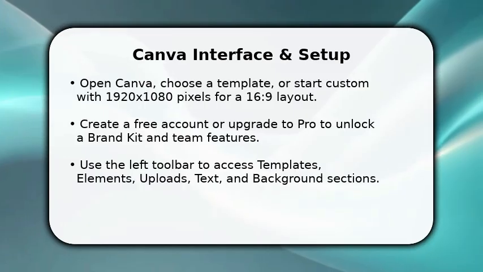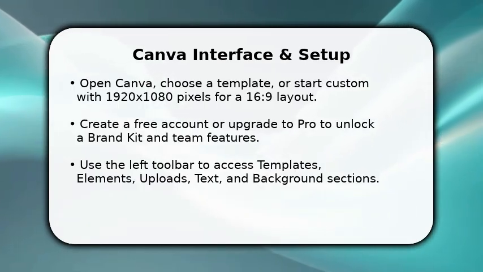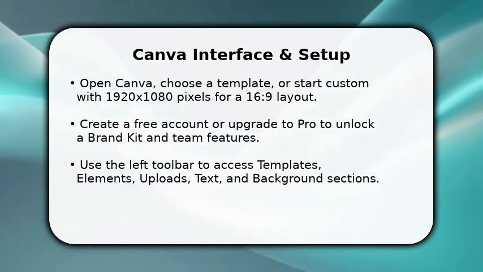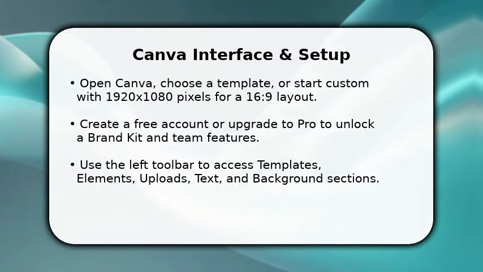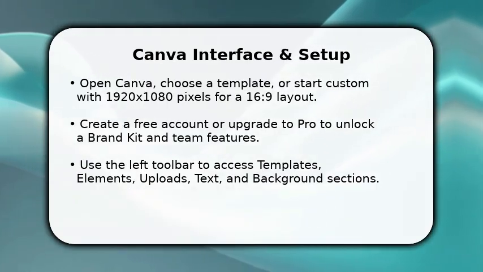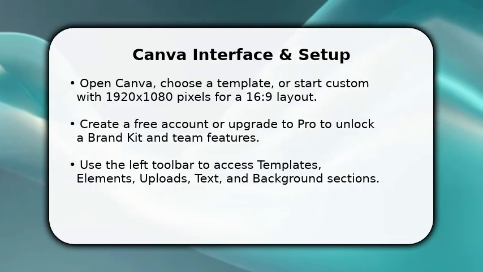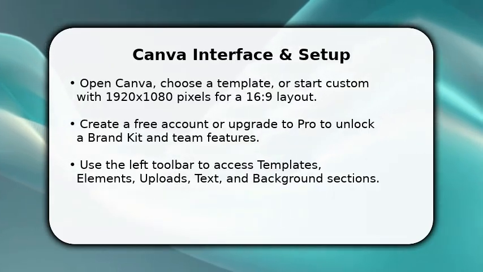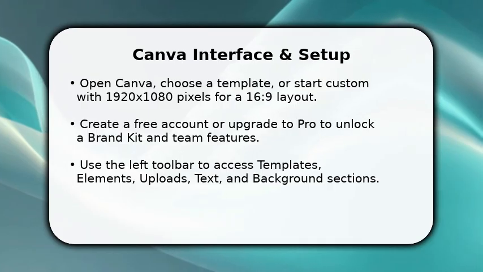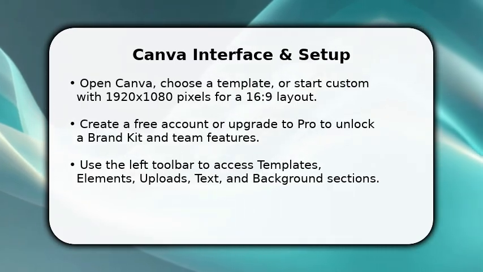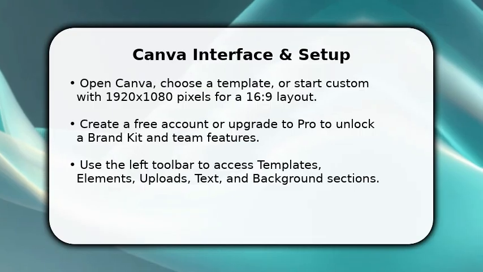Open Canva, choose a template, or start custom with 1920 x 1080 pixels for a 16:9 layout. Sign in, then click Create a Design and pick Presentation, Social Post, or Custom Size to set exact pixels. Create a free account or upgrade to Pro to unlock a brand kit and team features.